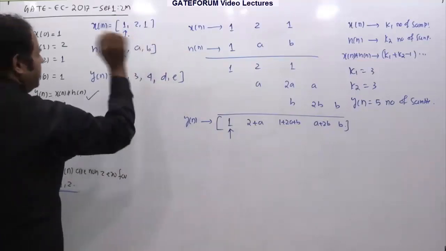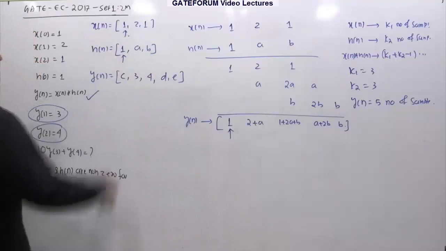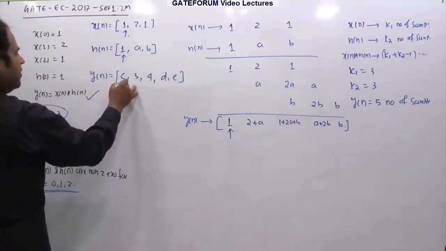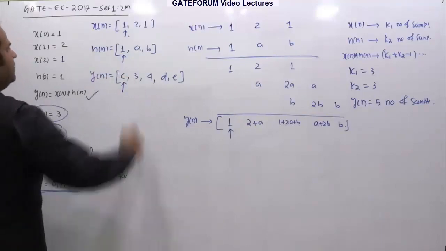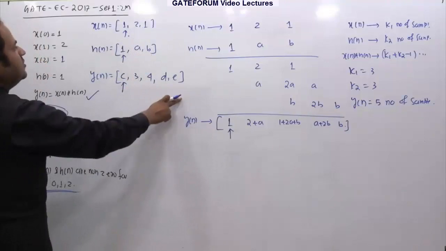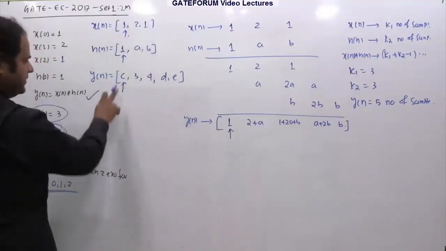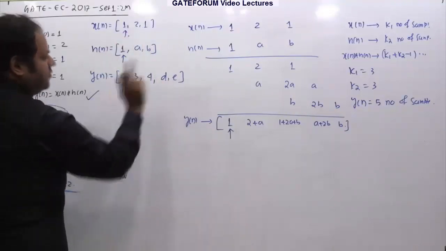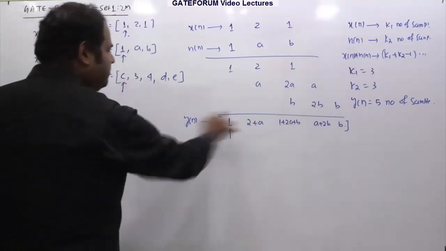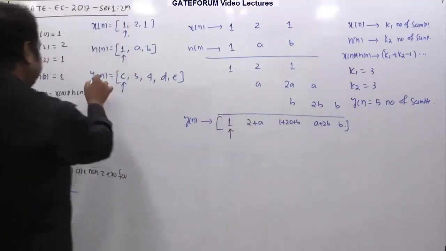Likewise, the upper limit of this plus the upper limit of this is the upper limit of y of n. I mean, if this is at n equal to 0 and this at n equal to 0, the first sample must be at n equal to 0. Similarly, if this is at n equal to 2 and this at n equal to 2, then the last sample should be at 2 plus 2, that is 4. So the samples are at 0, 1, 2, 3, 4. That's perfect. So this is the y of n expression I am getting.